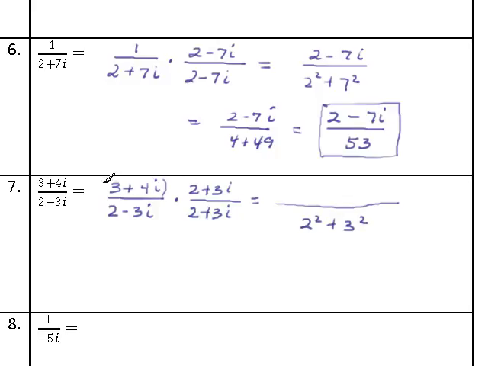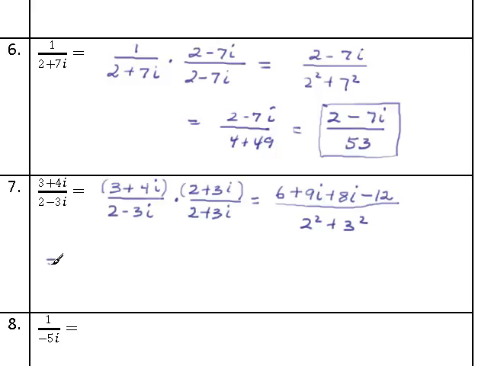And the numerator requires a FOIL multiplication. So let's do that. 3 times 2 is 6. And then outer 3 times 3i, that's plus 9i. And then the inner 4 times 2i, that's a plus 8i. And then last, here we have a 12. And then i squared is minus 1, so that's negative 12.